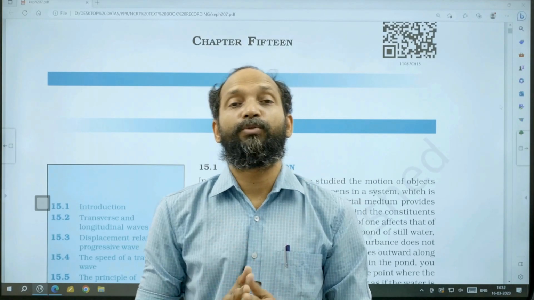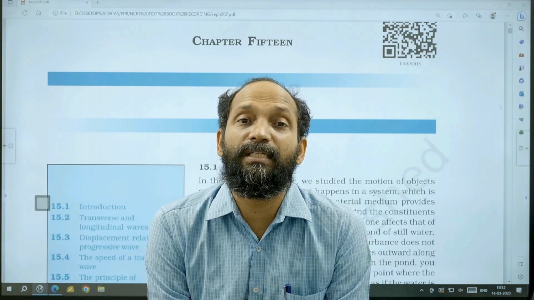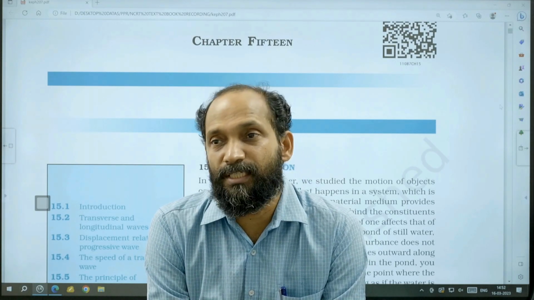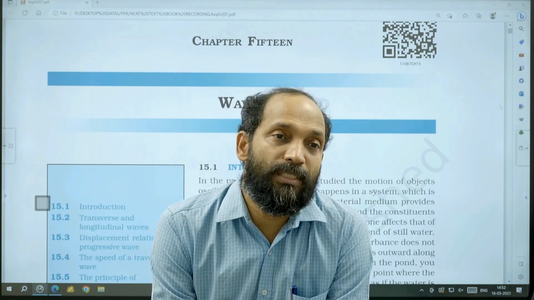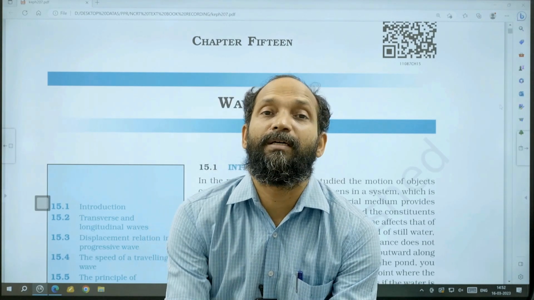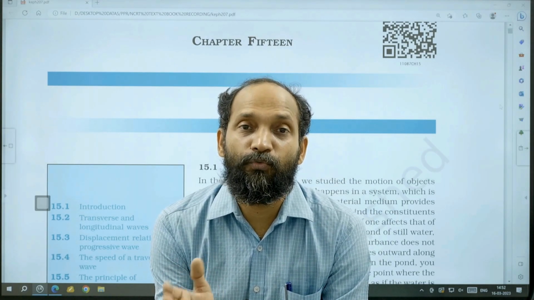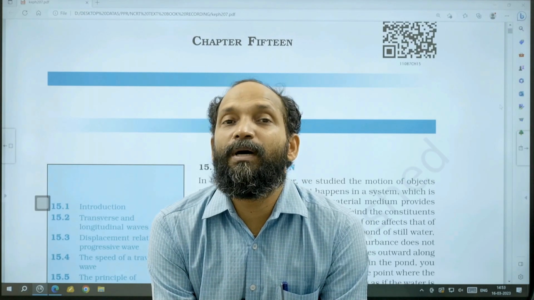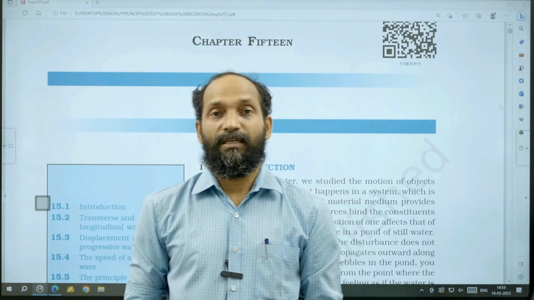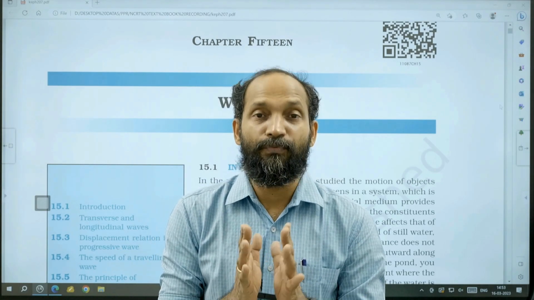So there are two velocities associated. One is the particle velocity, the other is the wave velocity. Wave velocity is a constant for a given medium. But when the medium changes, the velocity of the wave changes. But particle velocity is not a constant. It continuously varies. Particle velocity has its maximum value at the mean position and is zero at the extreme. So the particle vibrates, the wave translates. The wave has a constant velocity in one medium. But when the medium changes, velocity changes. When velocity changes, wavelength also changes. But when the medium changes, frequency does not change.